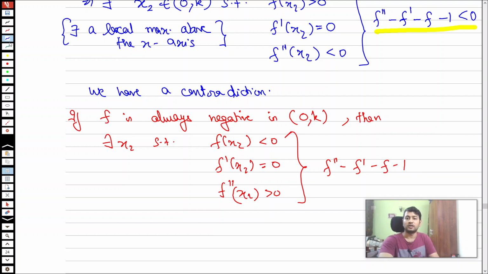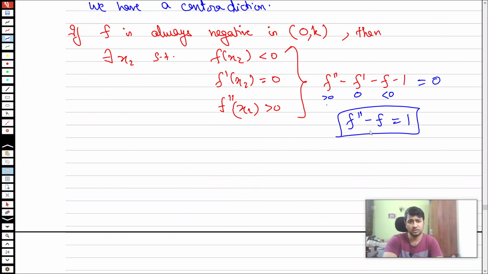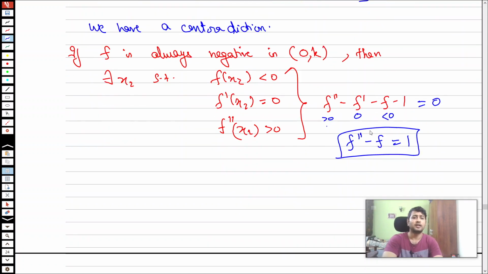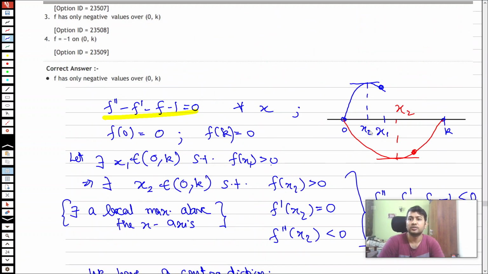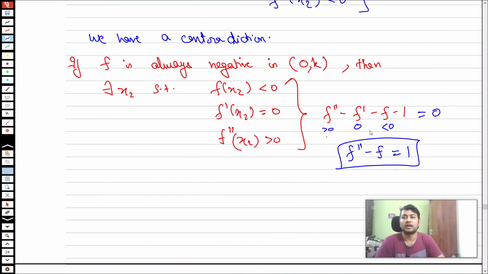I know from this result that f double prime is positive, f prime is 0, f is negative, and you have a minus 1. So it is possible to get 0 provided f double prime minus f is equal to 1. If this result holds at x2, then it is possible. So it is possible to get negative values, but 0 is not possible. Also, you cannot have this function as a constant 0 everywhere. So that's my case 3.